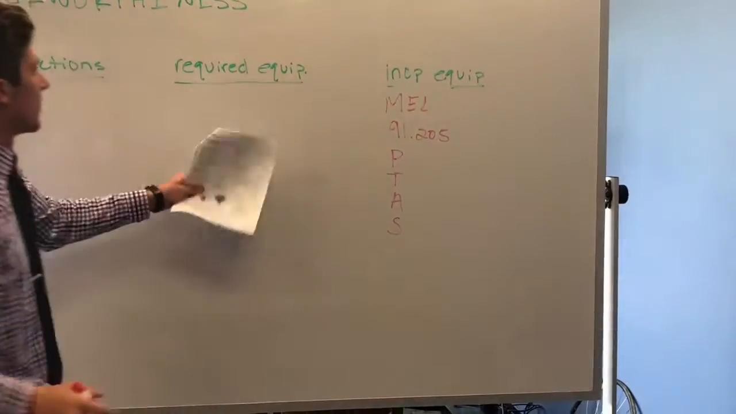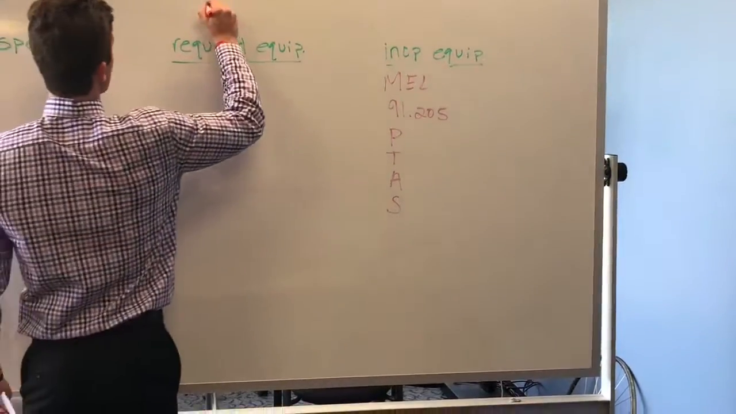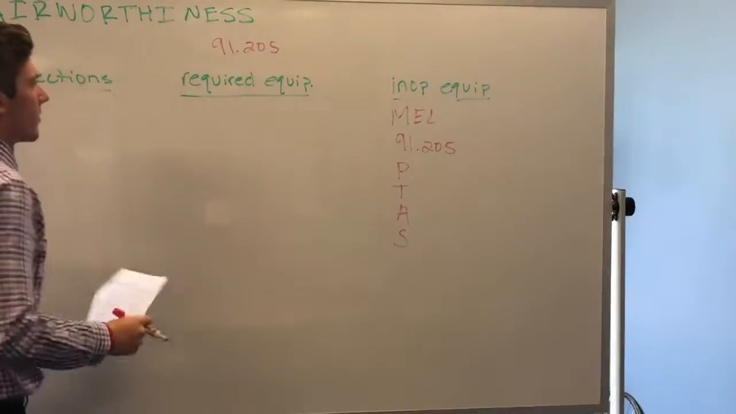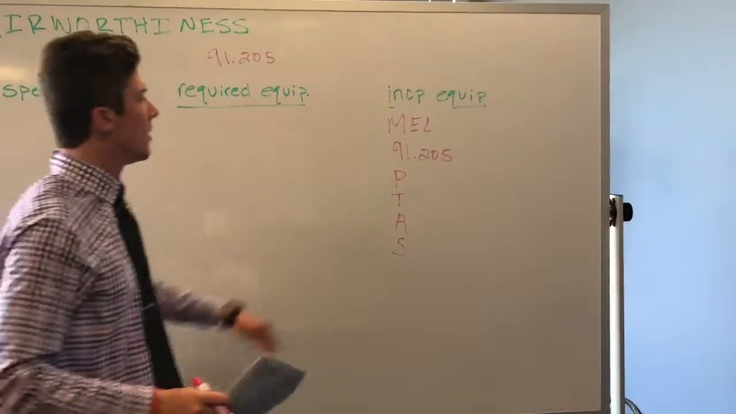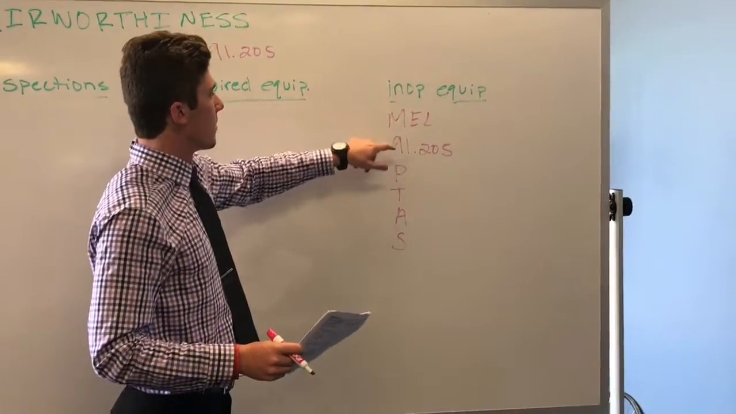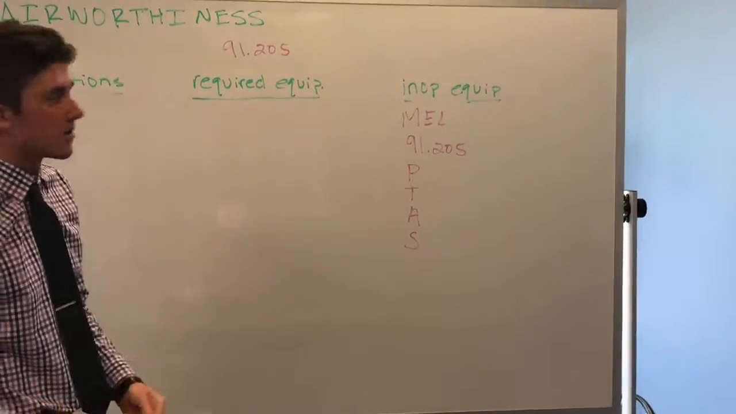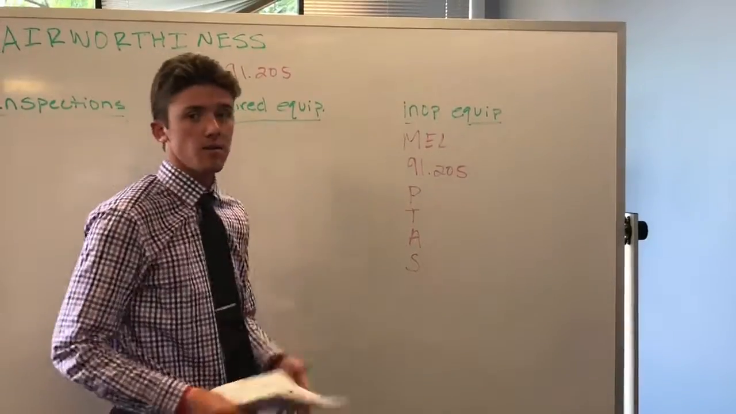Now, I forgot to mention, required equipment is 91.205. So that's where you can find the required equipment list that I just gave you. After the MEL, we'd look at 91.205. When we saw anti-collision lights were on 91.205, technically we could not fly.